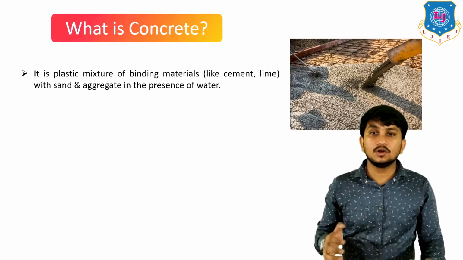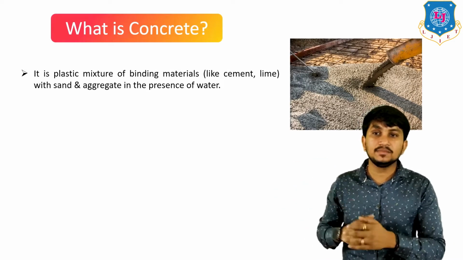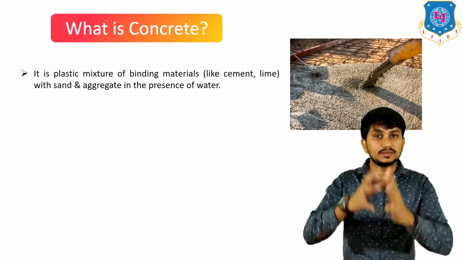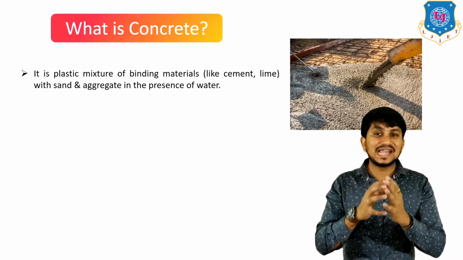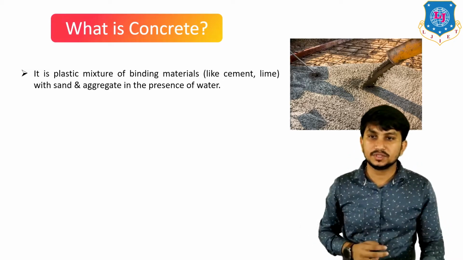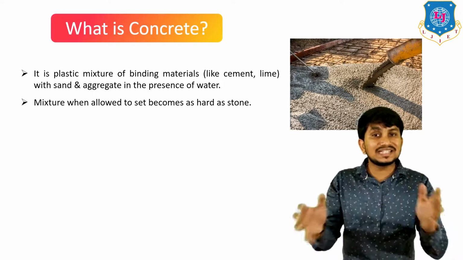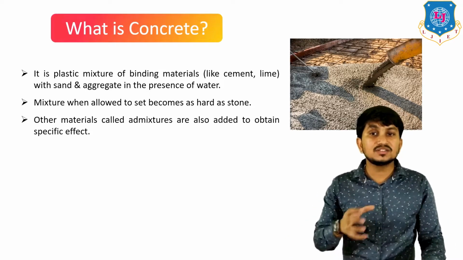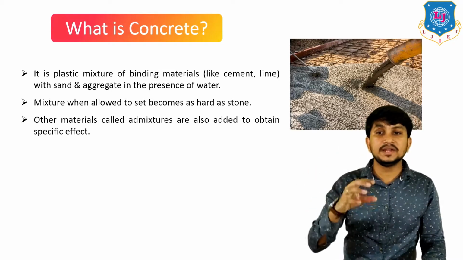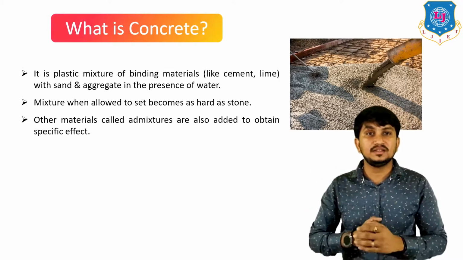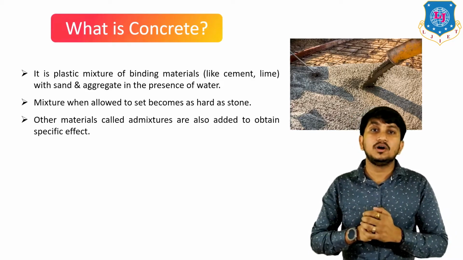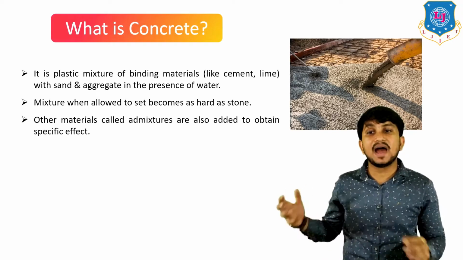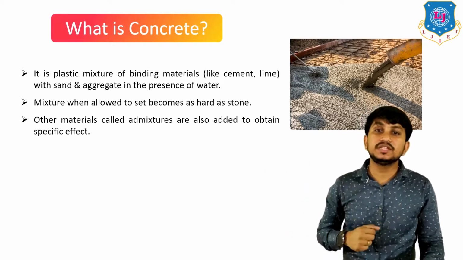It is a plastic material of binding materials like cement or lime with sand and aggregate in the presence of water. So it's a mixture of cement, sand, aggregate and water. The mixture, when allowed to set, becomes as hard as stone. Other materials called admixtures are also added to obtain specific effects like rapid hardening, or you can say quick setting. These are the various properties obtained by adding admixtures into the concrete.